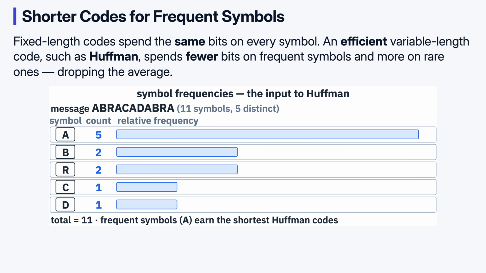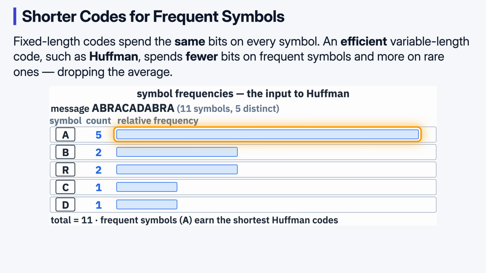A fixed-length code like plain ASCII spends the same number of bits on every symbol, whether it appears once or 1,000 times. That is wasteful when the counts are uneven. An efficient variable-length code like Huffman gives frequent symbols short code words and rare symbols long ones. Since the frequent symbols dominate the message, the average code word length drops and the message gets smaller.